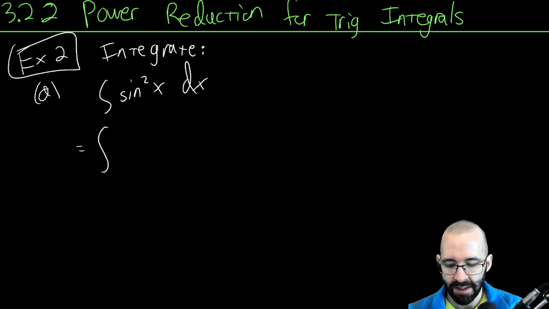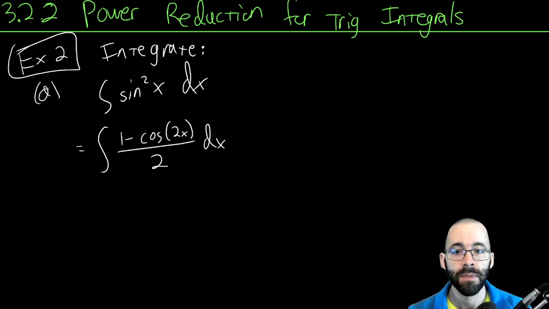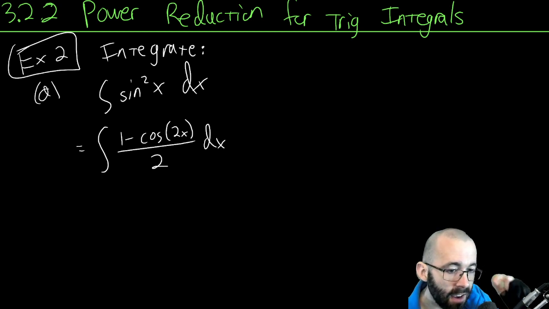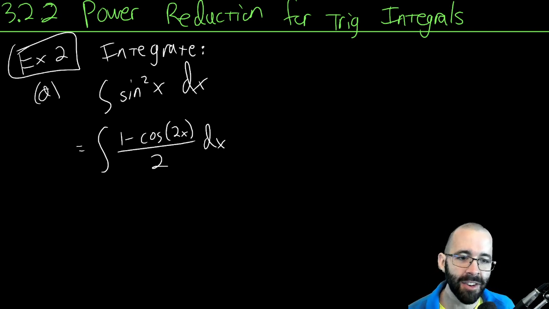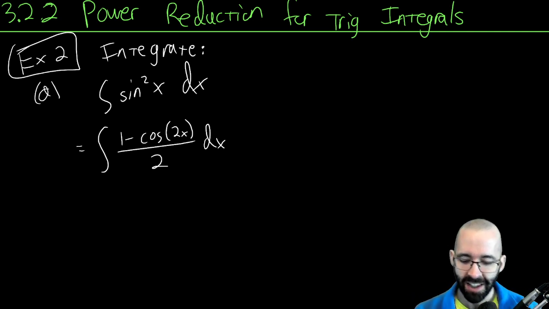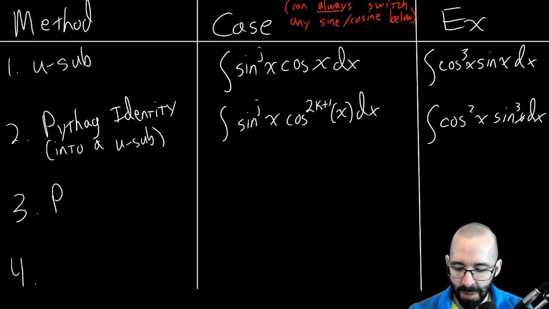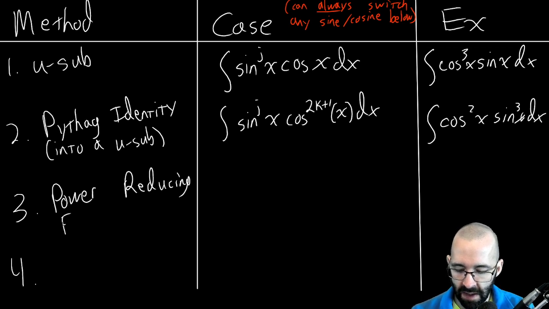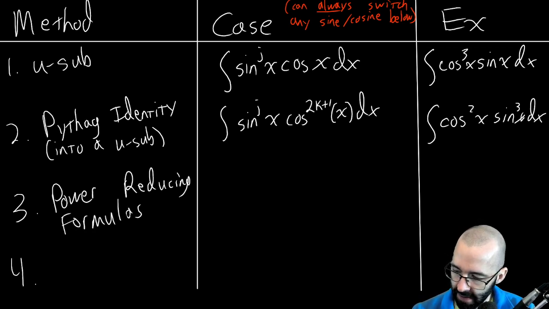So this tells us that sine squared is 1 minus cosine of double that angle over 2. And just like that, this integral became much easier. Good. So that is our next method. Sometimes we'll use power reducing formulas. And we do that when there's kind of two cases that are sort of different, sort of the same.